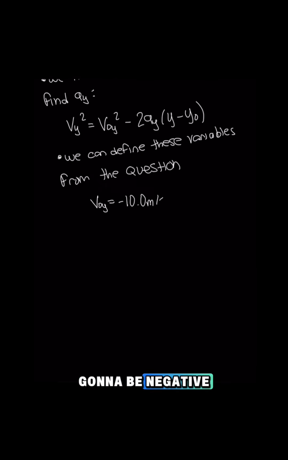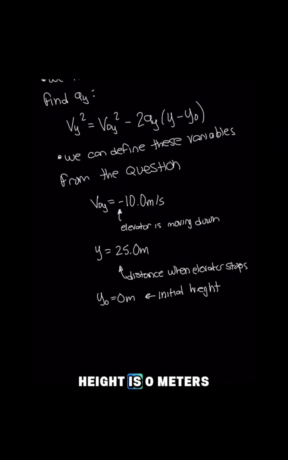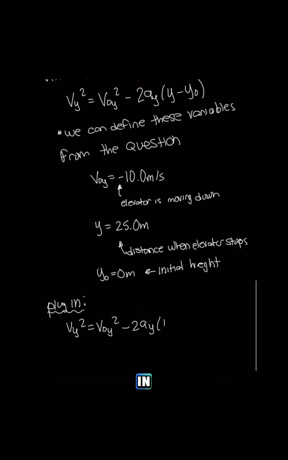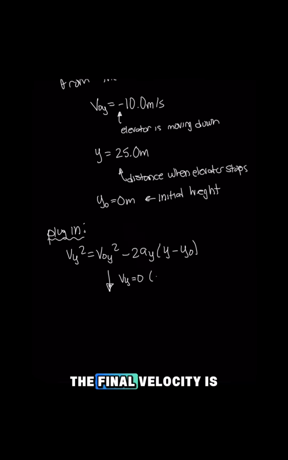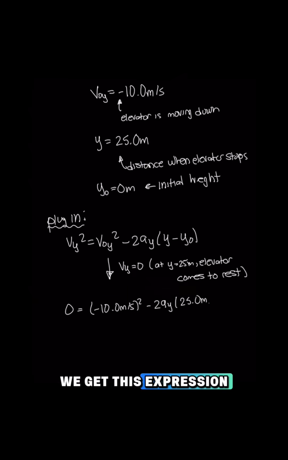Vy initial is going to be negative 10 meters per second, because the elevator is moving down. It's going to be in the negative y direction from what we defined. We can define the final y as 25 meters, as we said before. Assume that the initial height is 0 meters. We plug all this in. We also have to note that the final velocity is equal to 0 since the elevator comes to rest at y equals 25 meters. So if we plug all this in, we get this expression here.